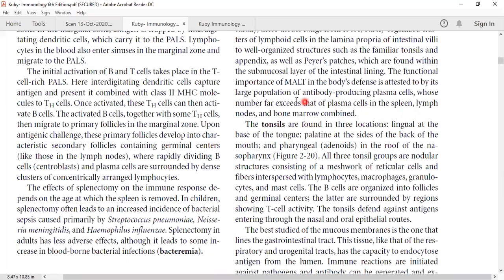Now the number of plasma cells can far exceed all the plasma cells which are present in the spleen, lymph nodes and bone marrow combined. If you combine all the plasma cells or the B cells or lymphocytes, MALT actually has more. So the number of antibody molecules generated is proportionally larger.